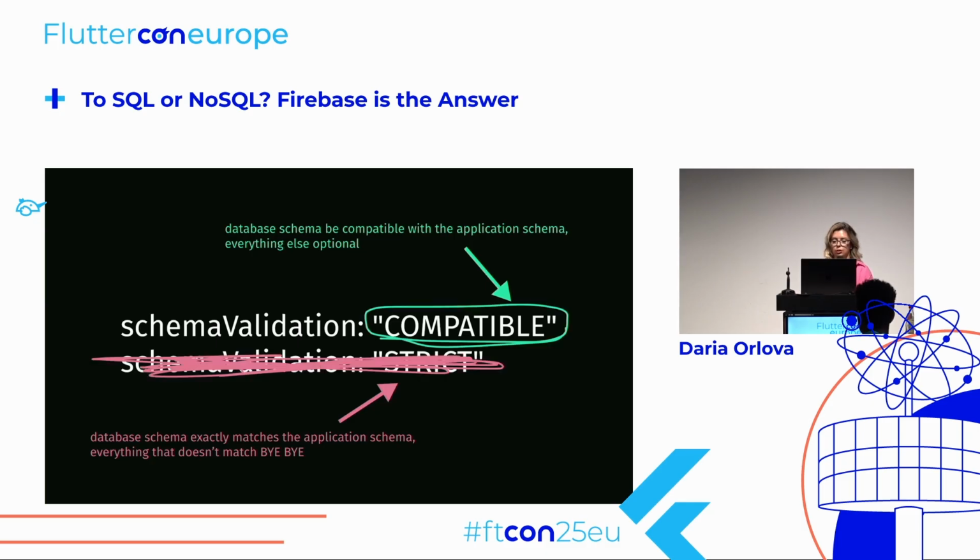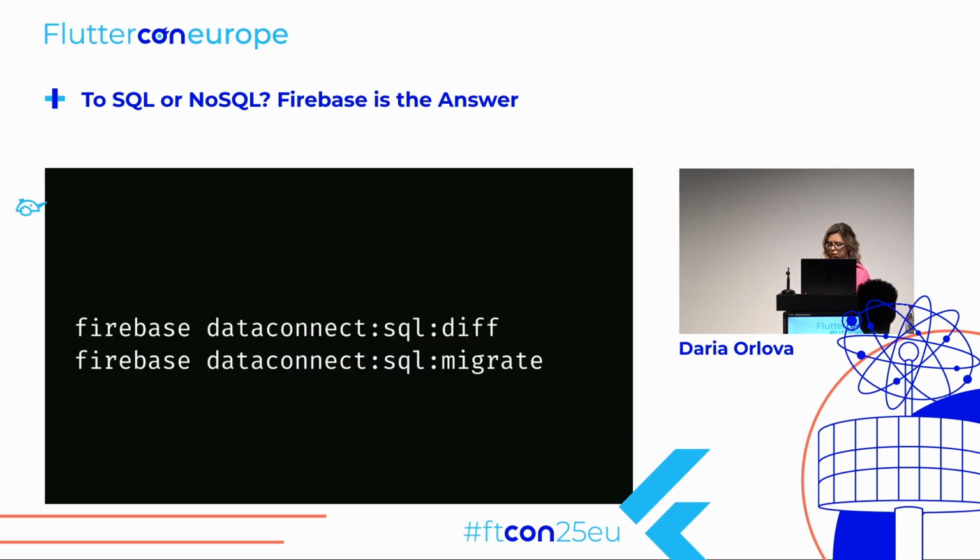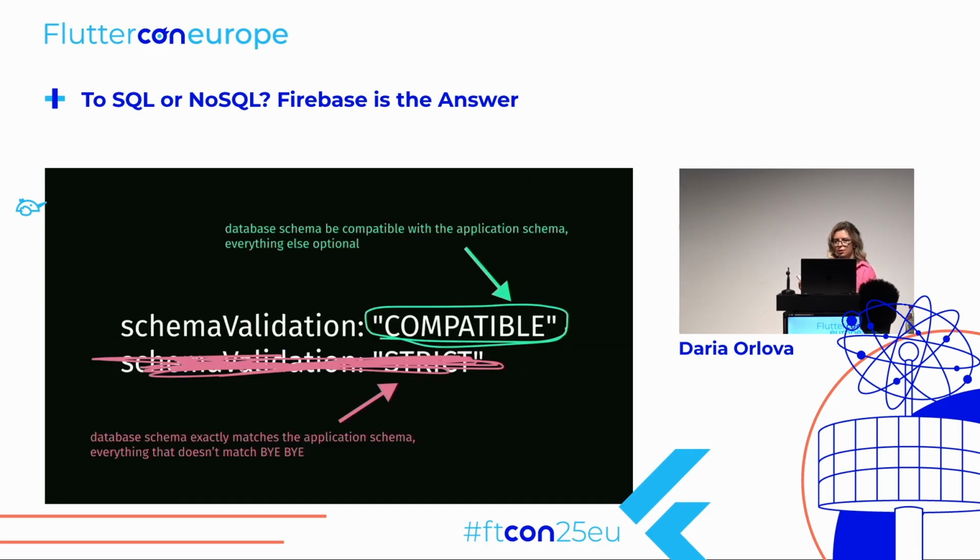And also, strict is a destructive migration, potentially. So in production databases, not when developing, you would definitely want to use compatible. Make sure that this is what you're doing. And this needs to be specified explicitly in the DataConnect YAML because by default it's undefined and you don't want to rely on undefined.